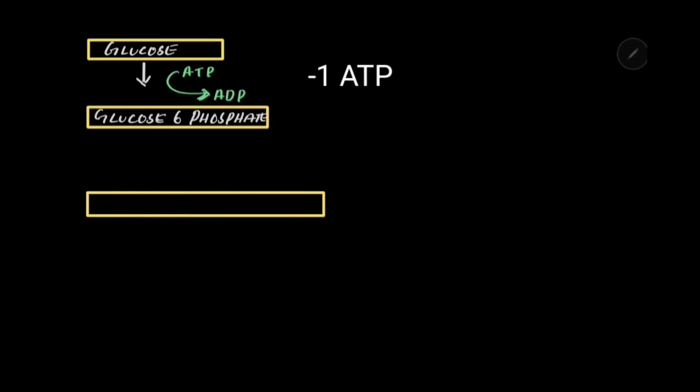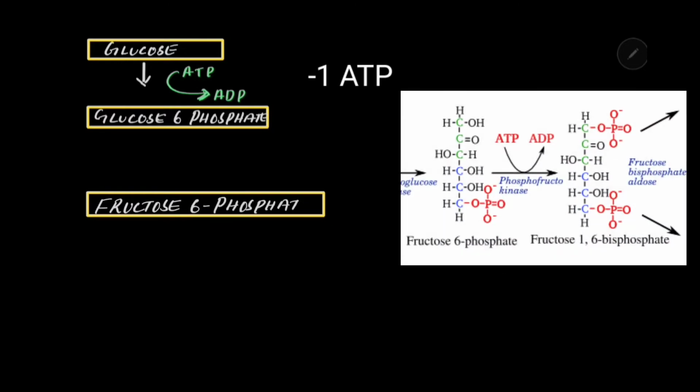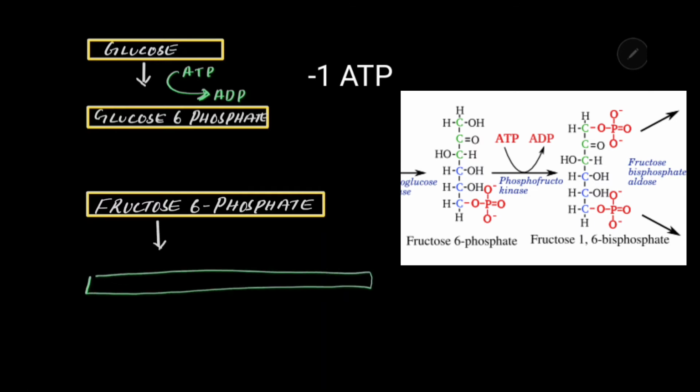During the energy investment phase, fructose 6-phosphate gets converted into fructose 1,6-bisphosphate. Again, the phosphate group donor is ATP molecule, and this reaction is catalyzed by the enzyme phosphofructokinase.